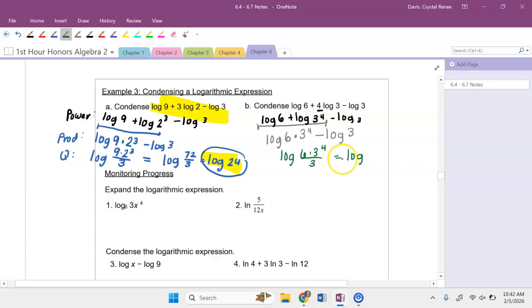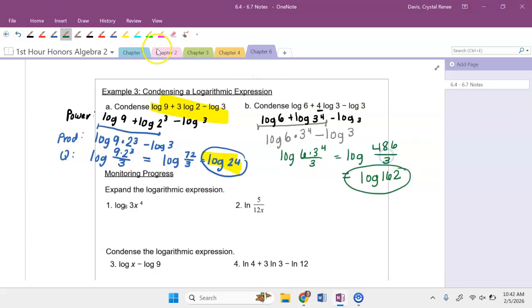And 6 times 3 to the 4th is a big number. I got 486, hopefully that's right, over 3. And 486 over 3 reduces to log of 162. Okay, so once again, I would encourage you to put log of 162 in your calculator, and then put log 6 plus 4 log 3 minus log 3. You should get the same answers there.